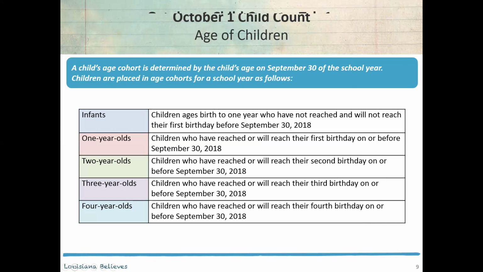2-year-olds are children who have or will reach their second birthday on or before September 30th of 2018. 3-year-olds are children who have or will reach their third birthday on or before September 30th, and 4-year-olds are children who have or will reach their fourth birthday on or before September 30th of 2018.